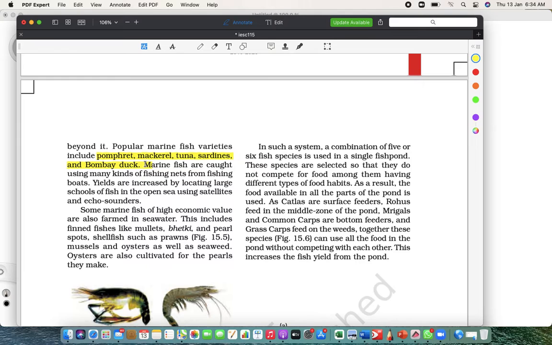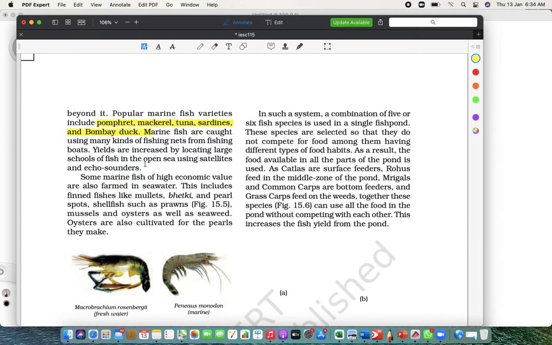Again, if you went towards the Dundee side, you have seen a lot of fishing nets. People use fishing boats. Yields are increasing by locating large numbers of schools of fish in the open sea, right? And eco sounders, some satellite technology, they use to locate where all these fish are going, and then they hunt fish.